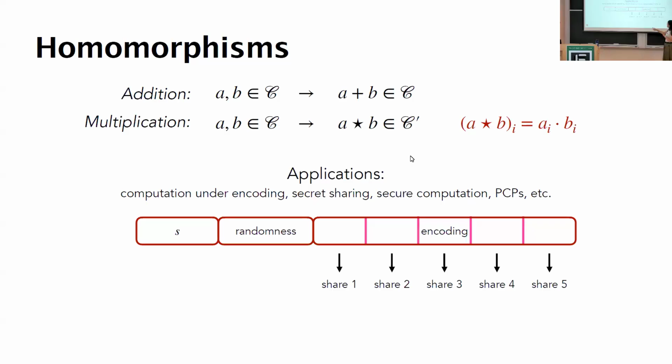These are called the shares. You give one to each person. So now everyone has a share of the code word. Because of the randomness you injected and because of the distance, none of them individually know anything about S.